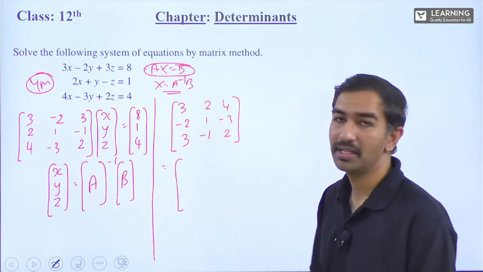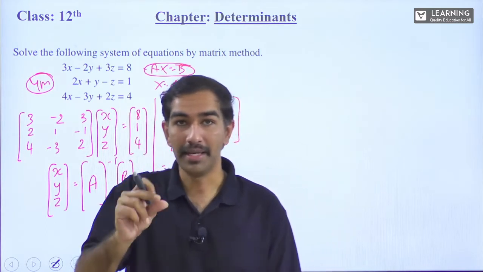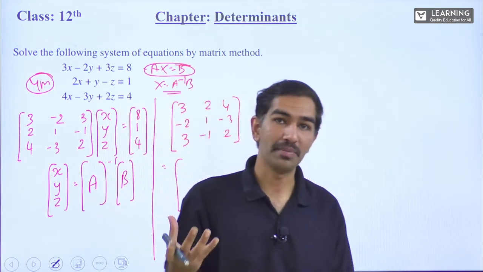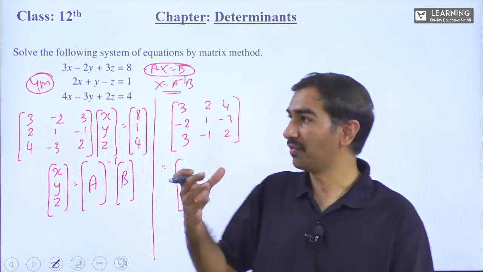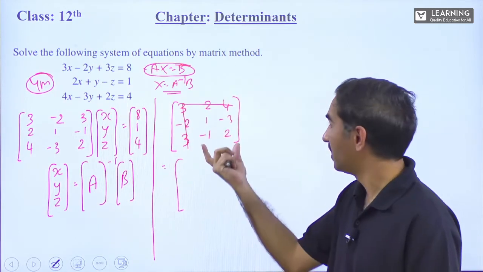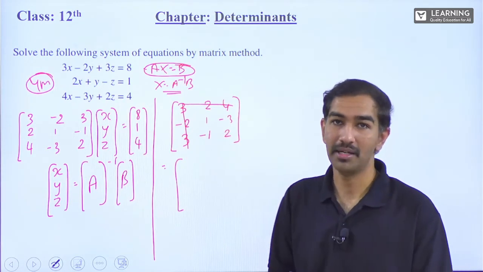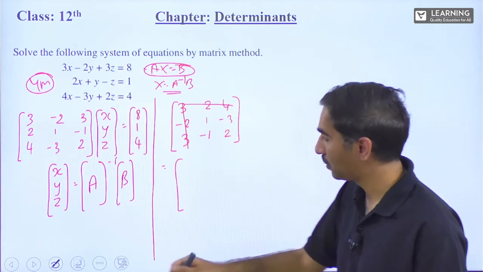So what is cofactor again? Cofactor is nothing but minus 1 whole to the power of i plus j multiplied with the minor. And what is minor, students? How do we get minor? If you want the minor of 3, this row and this column is gone. Whatever elements are remaining, put them inside a determinant.